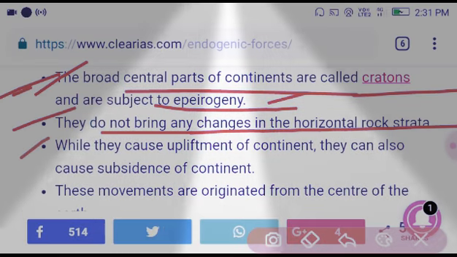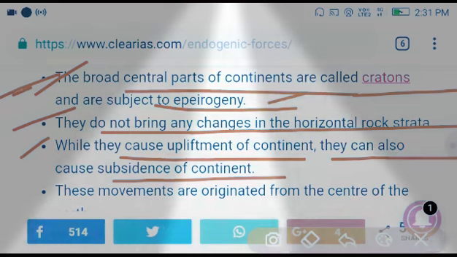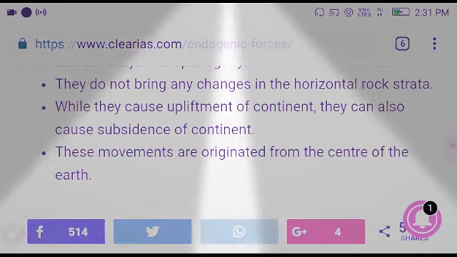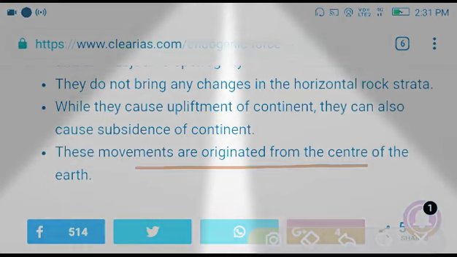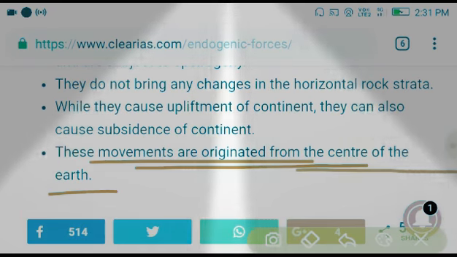They cause upliftment of the continent, and they also cause subsidence of the continent. These movements originate from the center of the earth.